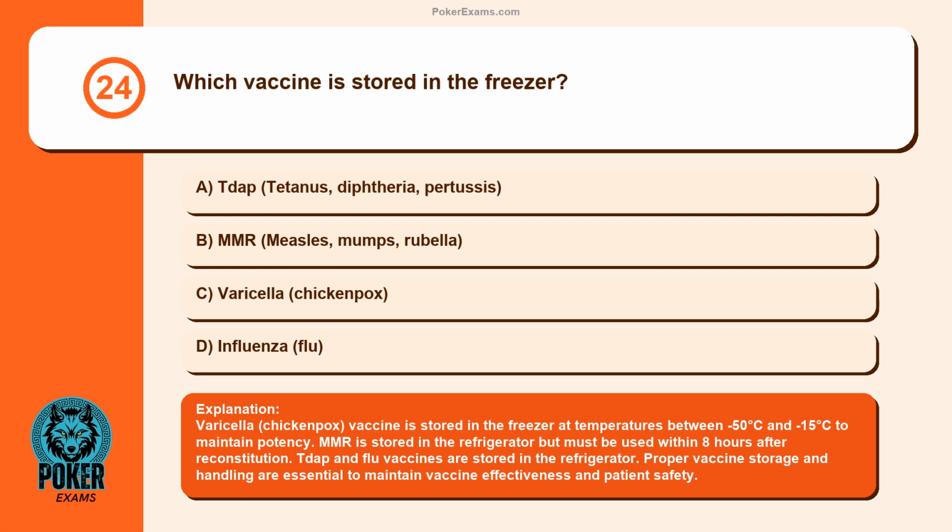Varicella, chickenpox, vaccine is stored in the freezer at temperatures between -50 degrees Celsius and -15 degrees Celsius to maintain potency. MMR is stored in the refrigerator but must be used within 8 hours after reconstitution. Staph and flu vaccines are stored in the refrigerator. Proper vaccine storage and handling are essential to maintain vaccine effectiveness and patient safety.